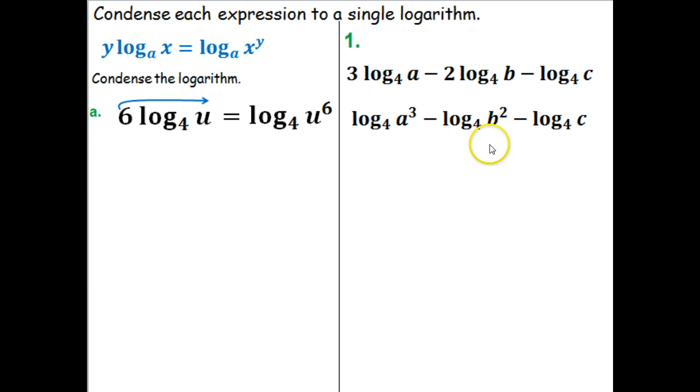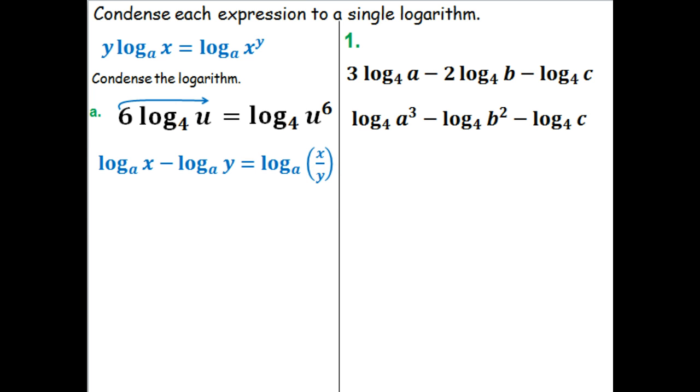Now I've got a lot of subtraction here, and it looks like, yes, all of these have the same base. So because they have the same base, we can use a different rule here. If they have the same base and it's subtraction, what we're going to end up doing is dividing. I have an x minus y here, so that means it's going to be x divided by y.